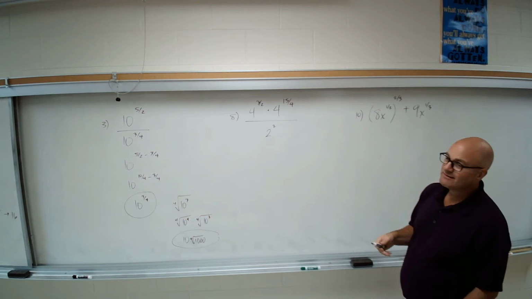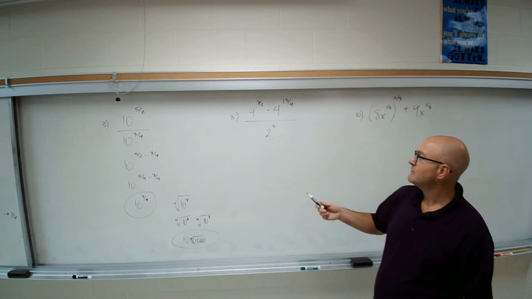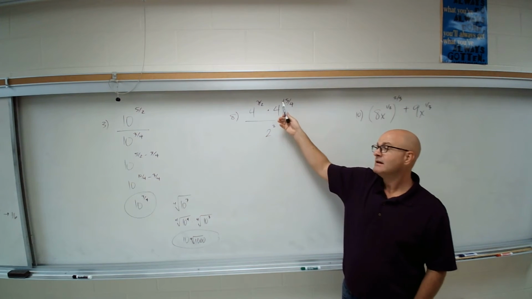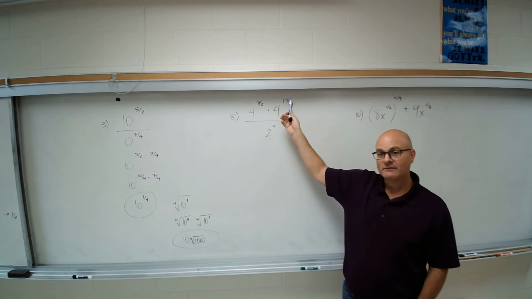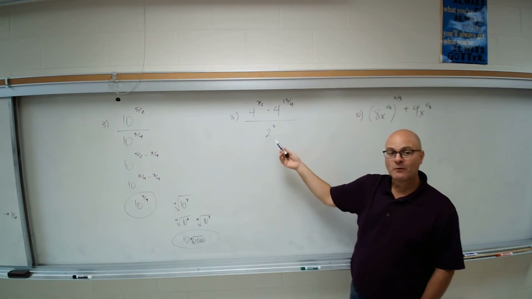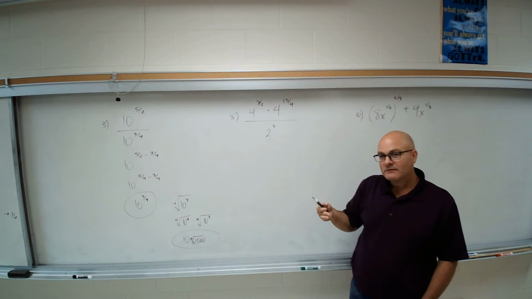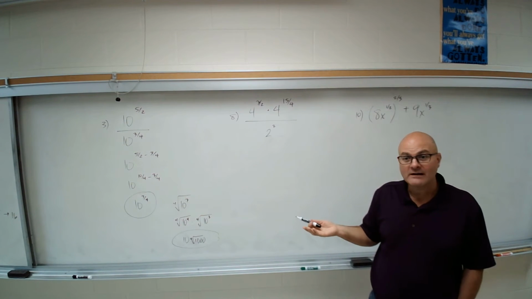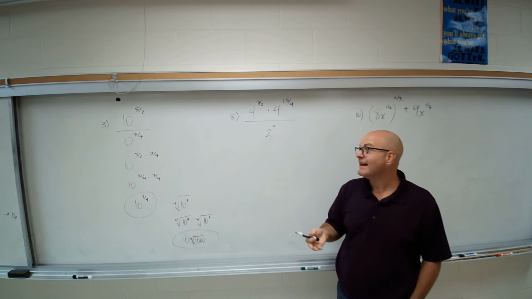Here's 8. I thought had some interesting features to it. Up top, we see 4 to the 3 halves times 4 to the 15 fourths. So we know we're going to add the exponents together, right, to get that power. The bottom here is 4 squared. Well, it's 2 squared, and 2 squared is just 4, right? So we should probably take advantage of that.